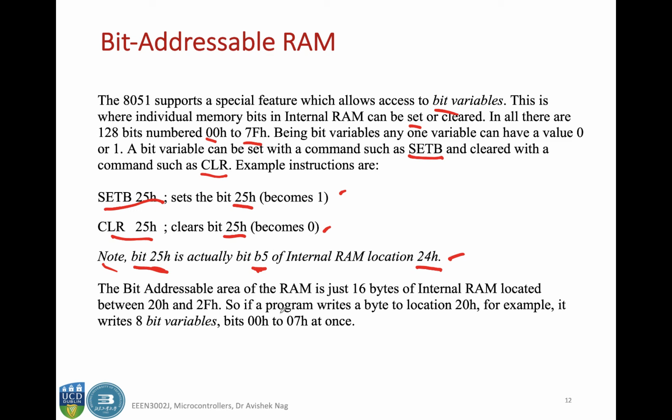The bit addressable area of the RAM is just 16 bytes of internal RAM located between 20H and 2FH, which I just said. So if a program writes a byte to location 20H, for example, it writes 8 bit variables, bit 00 to 07, at once.